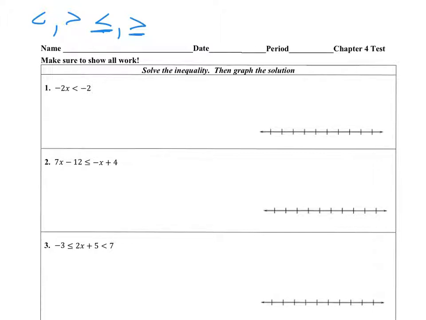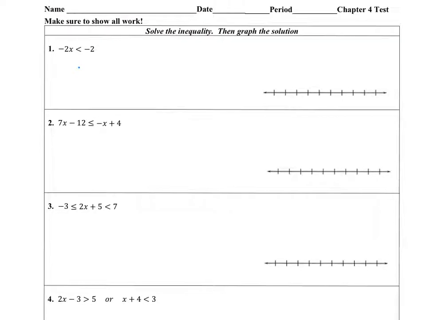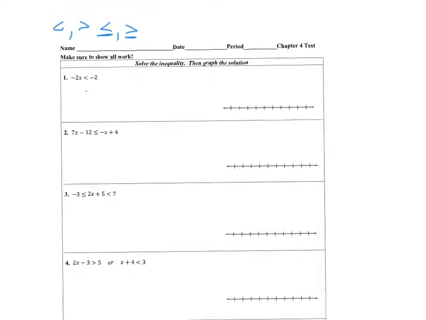Okay. Also, don't forget the rule. If you multiply or divide by a negative, this sign is going to flip around, okay? So, we're solving actually these first few in general. I'm going to zoom out here just a little bit.